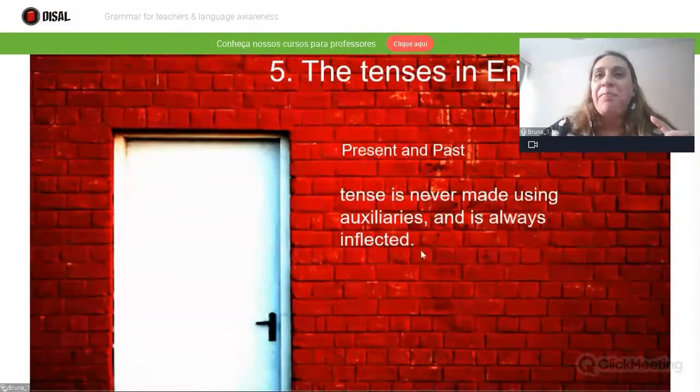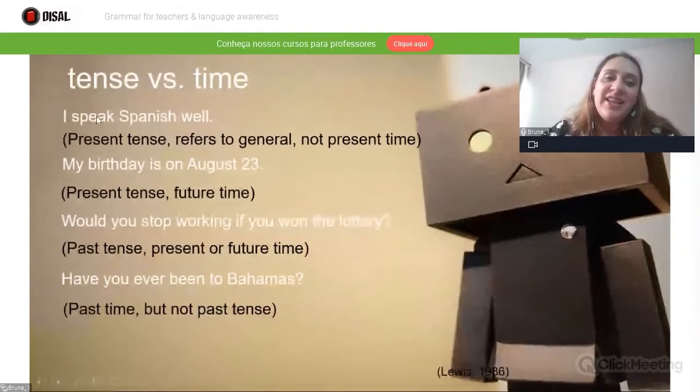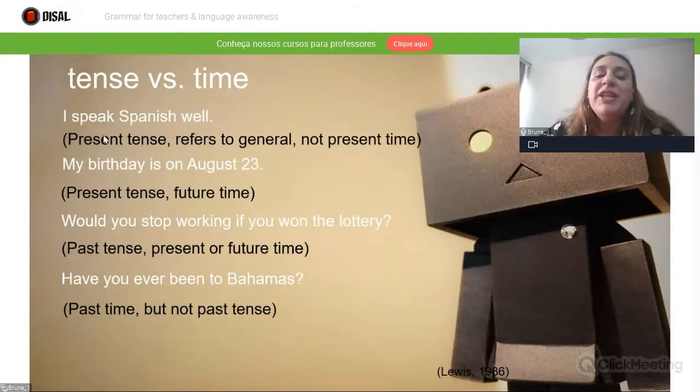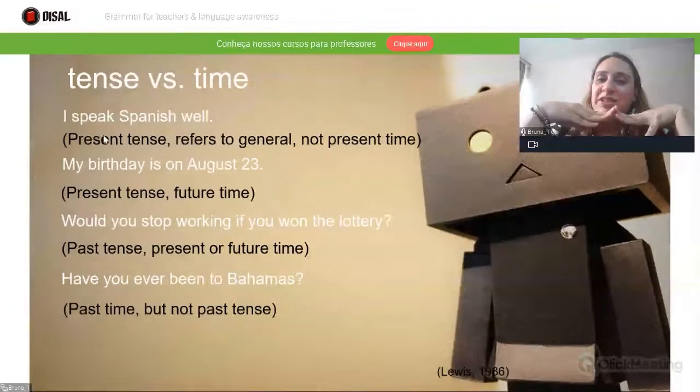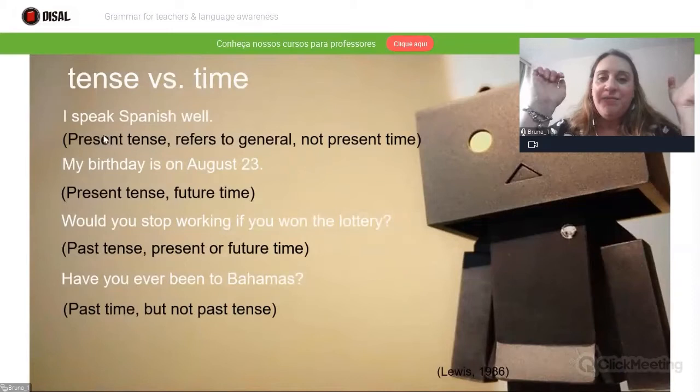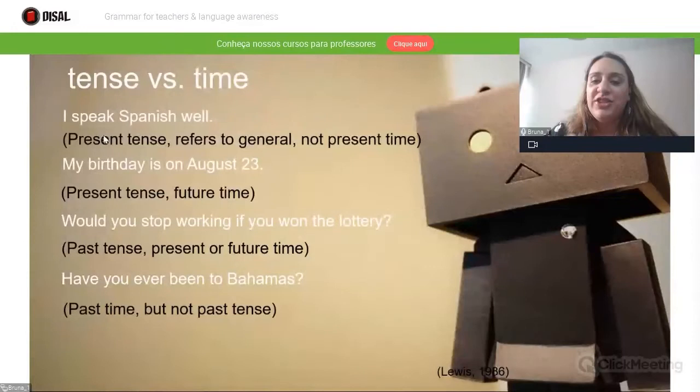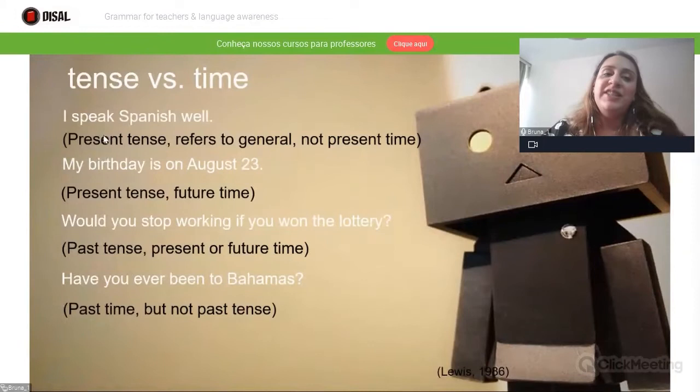There is this difference between tense and time. So if I say, I speak Spanish well, which is not true, by the way, I don't. We are using speak, which is the present tense, and it refers to general, not present time. I'm not talking about something right now. This is something more general. Exactly, it's a fact. So we are talking about present tense, but not present time.